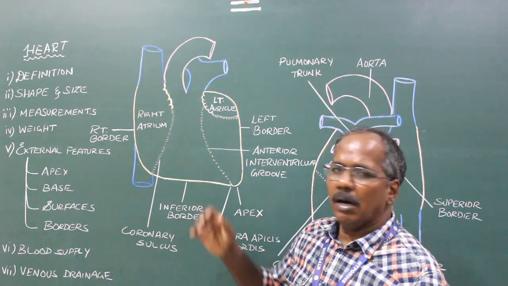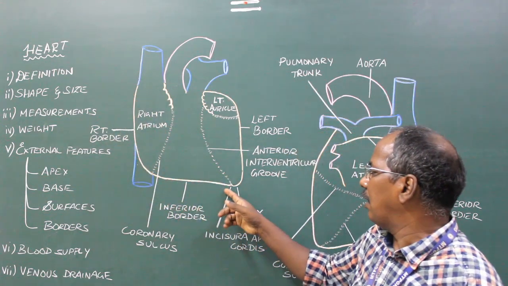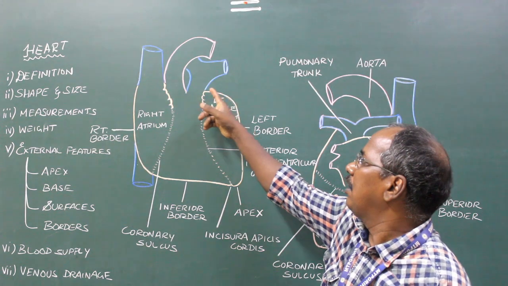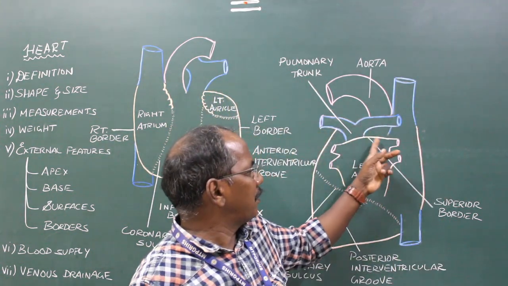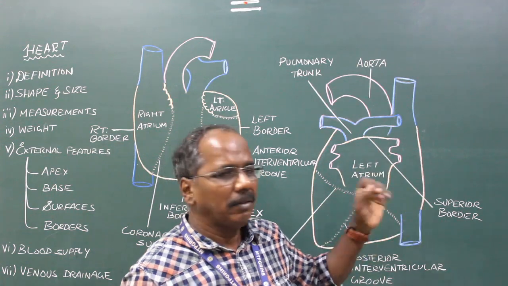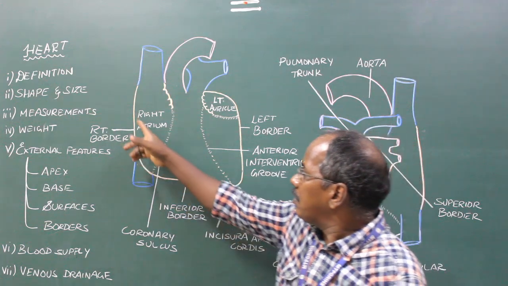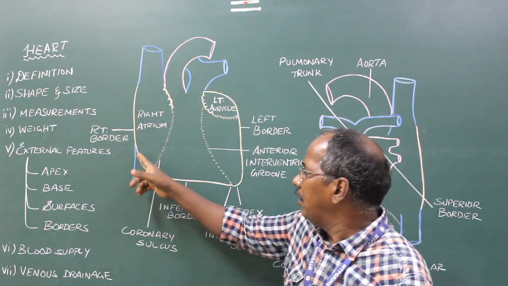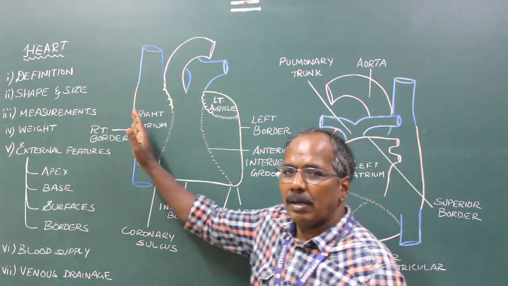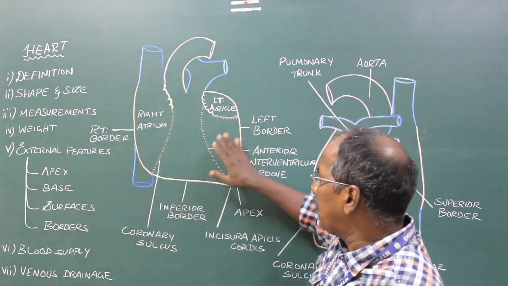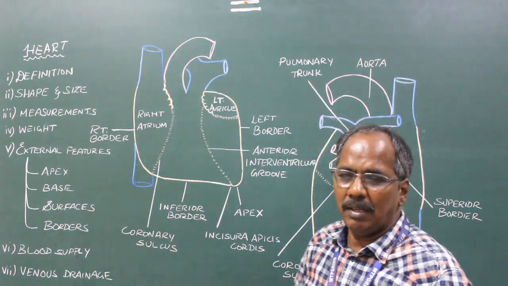Borders. There are 4 borders: right border, inferior border, left border and superior border. See, on the posterior aspect you can see the superior border clearly. Right border. It is mainly formed by the right atrium and this border separates the sternocostal surface from the base or posterior surface.